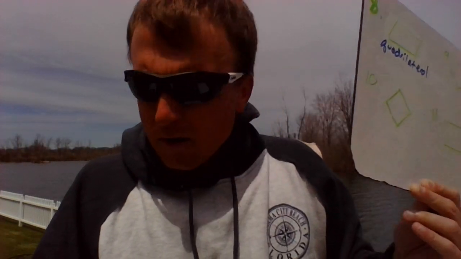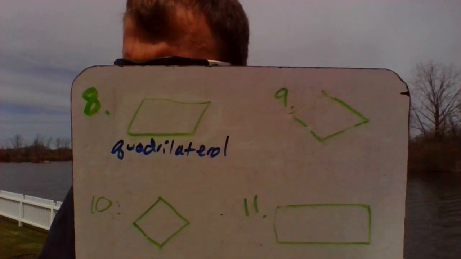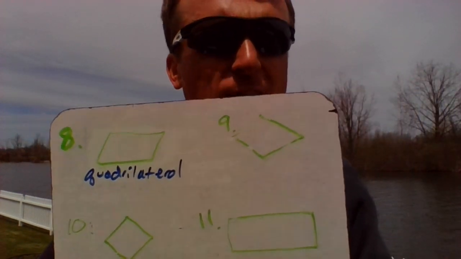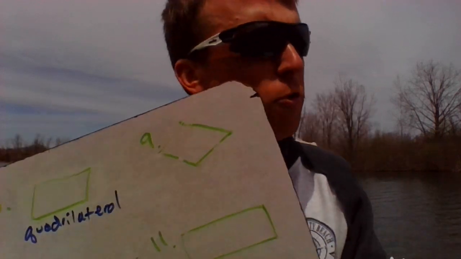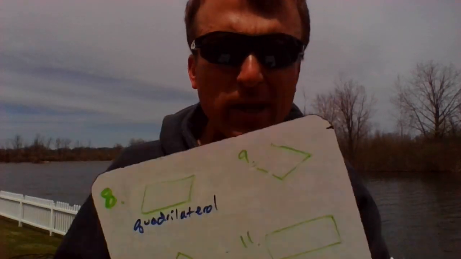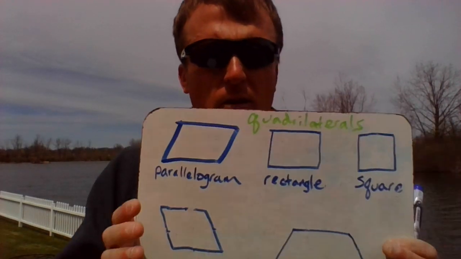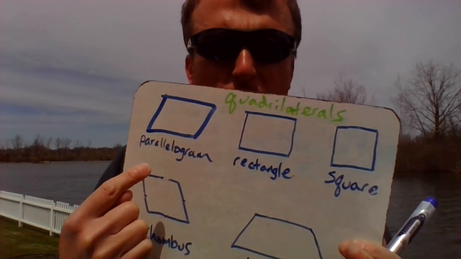Okay. What else can we eliminate? Well, it has two pairs of parallel lines. Ooh, it has two pairs of parallel lines? What can we name it? Ooh, we can automatically name it a parallelogram. So let's write that next. Parallelogram.